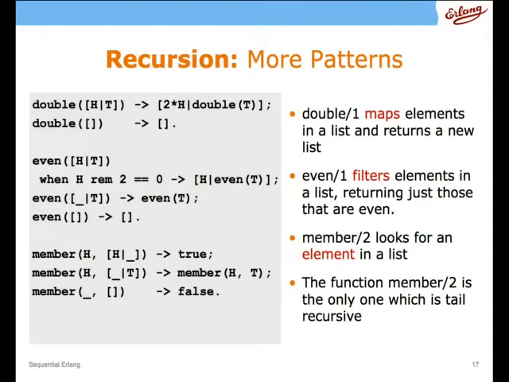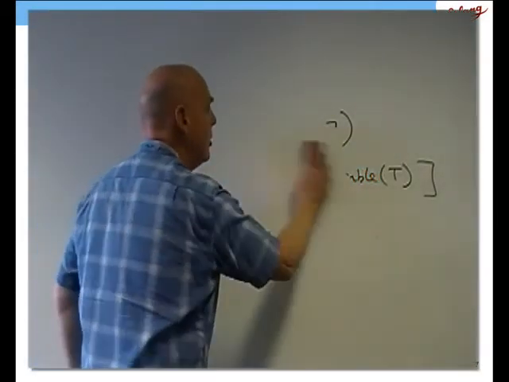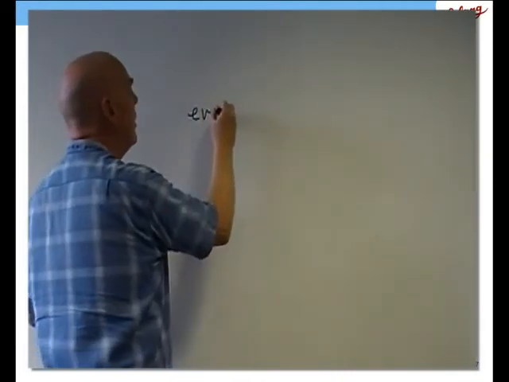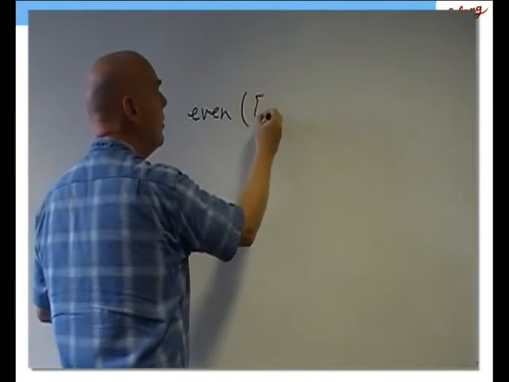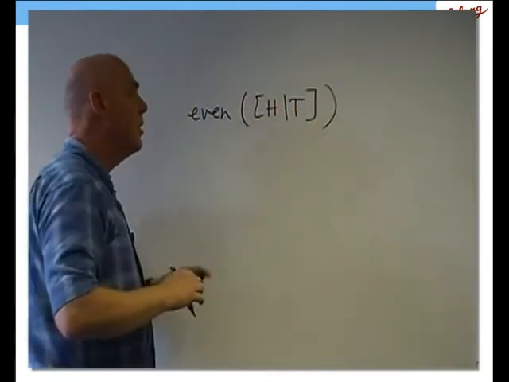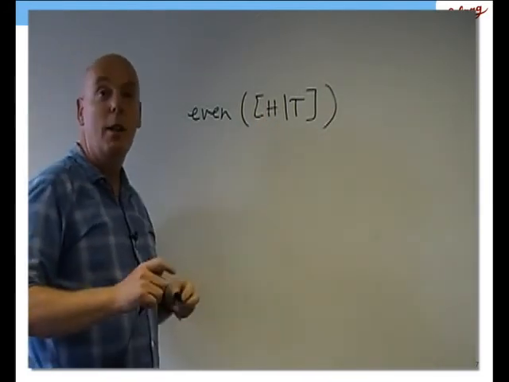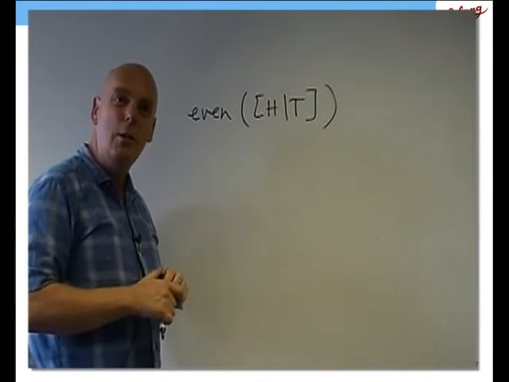What I want to do now is write a function that will pull out the even elements of a list. And what I'm doing here is I'm going to use a guard. Let me just run through this again on the board. We'll start off with the case where the list is non-empty. So we've got a head element and a tail element. But what we're going to have to do here is something rather different.